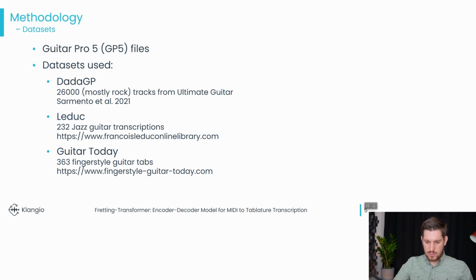So therefore we also added 2 more datasets in our experiments. First of all, the Leduc dataset, which contains 232 jazz guitar transcriptions that were done by Leduc, and all these transcriptions are available on his website where you can purchase them. Besides the Leduc dataset, we also purchased guitar profiles from GuitarToday. This collection contains 363 fingerstyle guitar tabs of popular songs and can also be accessed on their website.